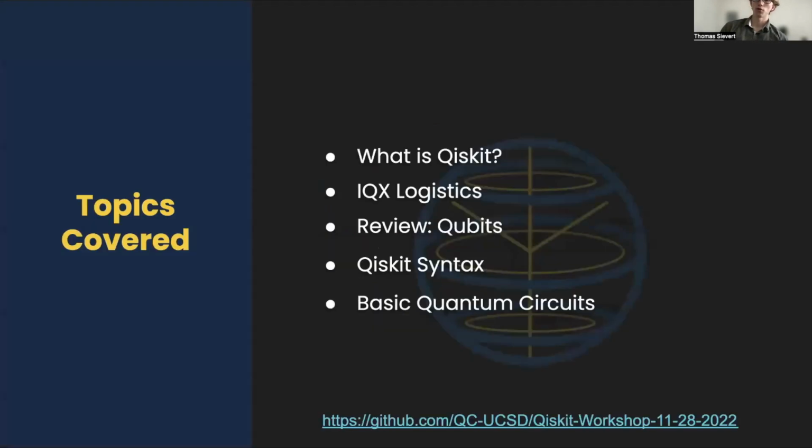Now, as a brief overview of what we're going to cover today, we're going to talk about what Qiskit is. There's going to be some slides going over how to make an account with IBM in order to use their quantum computers. This isn't mandatory. Well, you have to make an account in order to use their quantum computers.